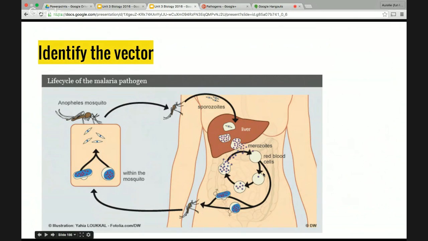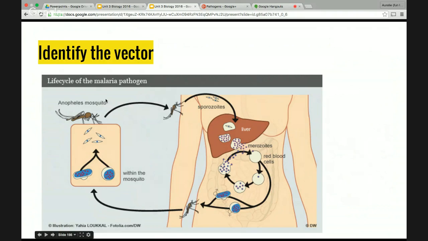okay, and end up in the person's blood. Then you have another mosquito that comes in and bites the same person, and now the pathogen is transferred to that mosquito, and that cycle repeats itself. So that mosquito can now go on and infect new people.